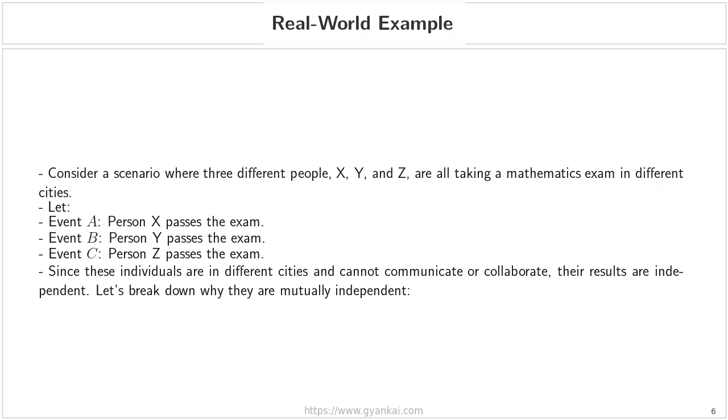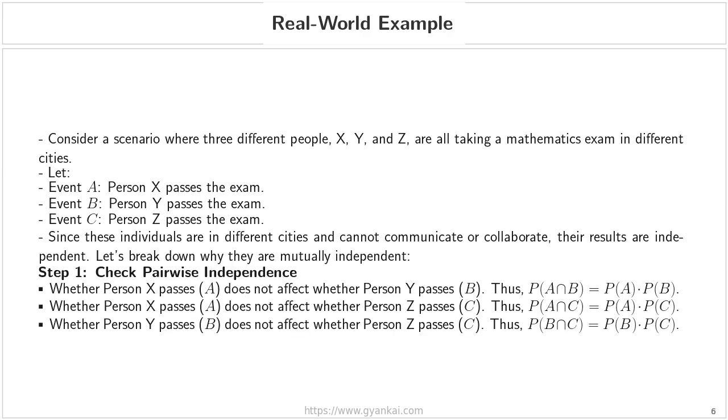But, as we learned in the previous slides, to prove they are mutually independent, we can't just stop at pairs. We have to follow the two-step process we just discussed. First, let's perform step 1, checking for pairwise independence. We need to look at every possible pair. First, does person X passing affect person Y? No. So, the probability of both A and B occurring is equal to the probability of A times the probability of B.